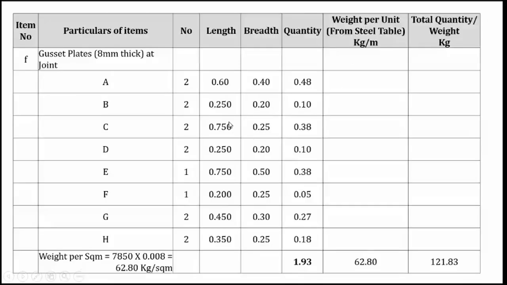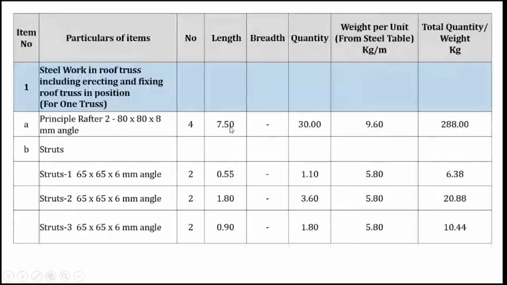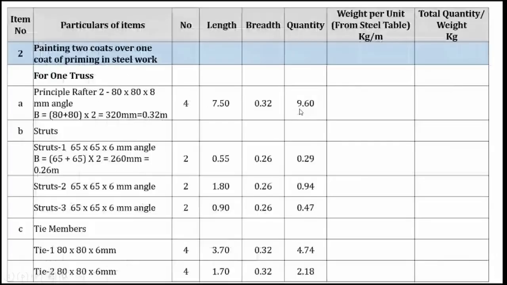Only this breadth has to be multiplied to those previous columns. If you see the previous columns, let me show you. Now if you see, for the principal rafter 7.5 is written. Here the breadth column was blank. So if you fill the breadth column, you will get the painting quantity. Now how to calculate this breadth? That we are going to see now.